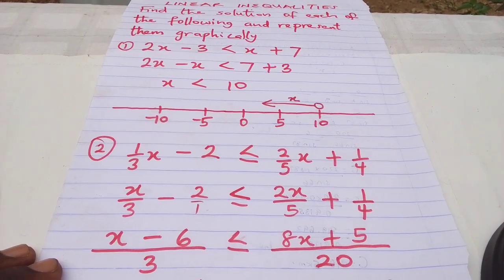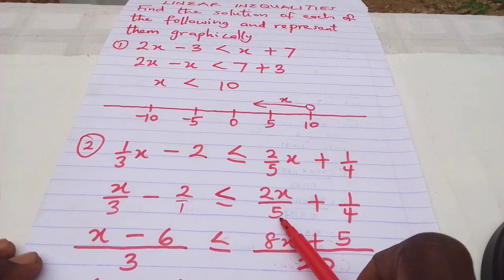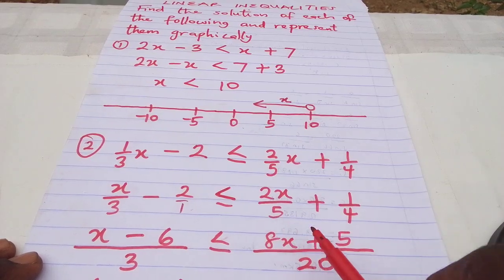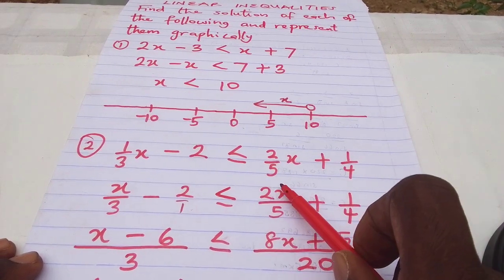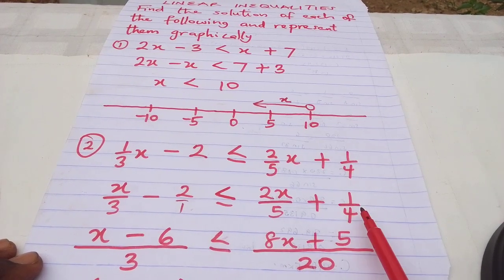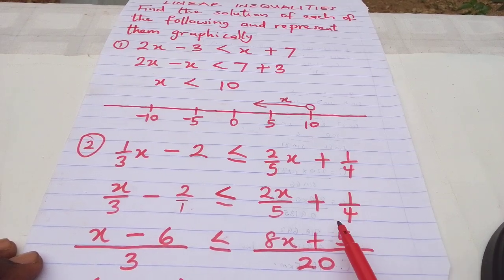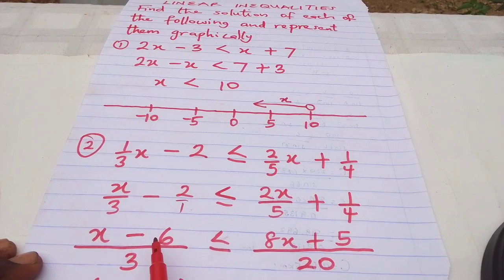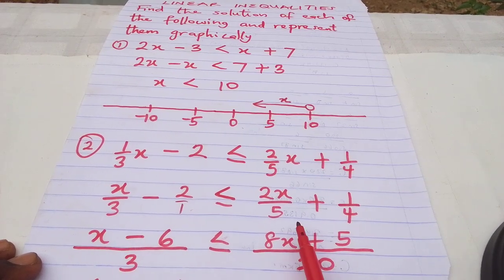Less than or equal to, come to this side. The LCM of 5 and 4 will give us 20. How many 5 are in 20? 4. 4 times 2x will give us 8x. So how many 4 are in 20? We have 5. 5 times 1 will give us 5. So it means that we now have x minus 6 over 3 less than or equal to 8x plus 5 over 20. Now from here, we are going to cross multiply.